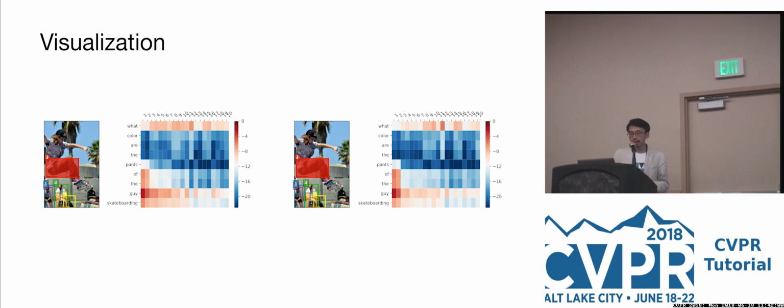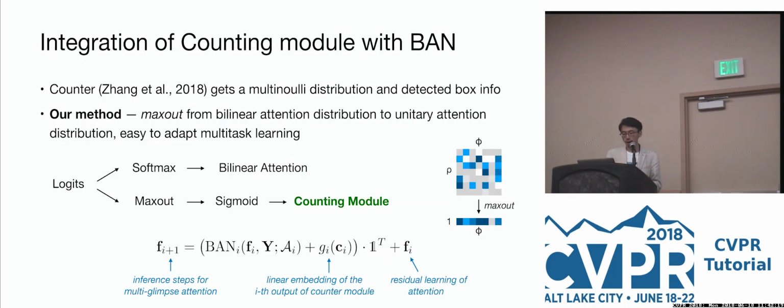In the visualization for the 2-glimpse bilinear attention network, you can see the asymmetry in the bilinear attention maps, and generally content words are attended, and due to residual learning, minor differences are observed. For each bilinear attention map, we use max-out along the token axis as a multinomial distribution for object deduplication proposed in the counting module, which is proposed by Zhang.